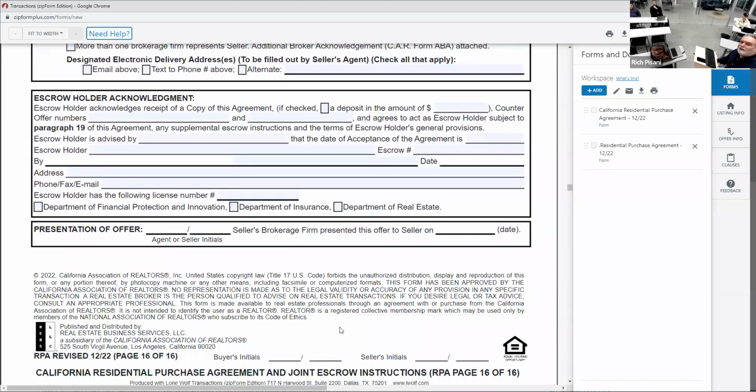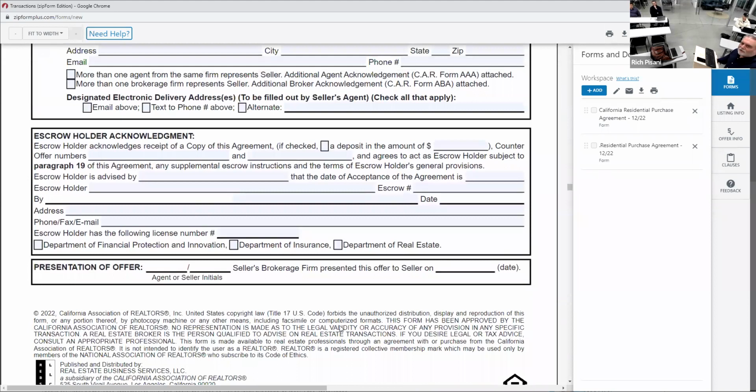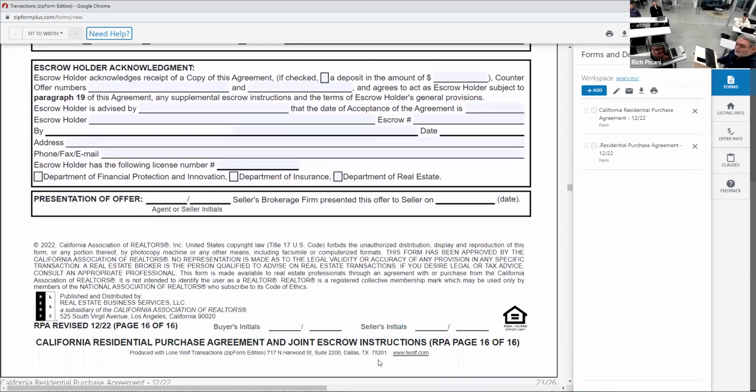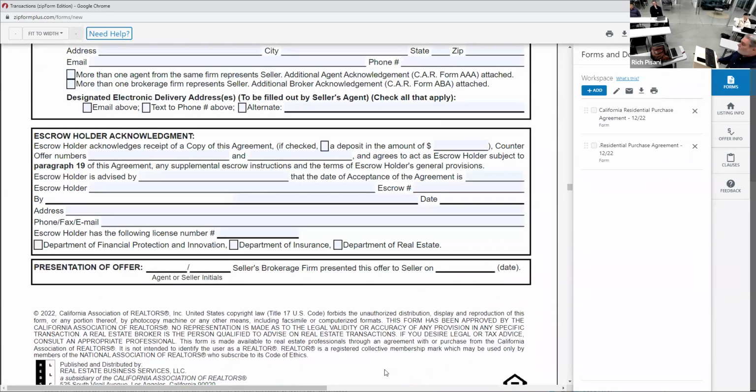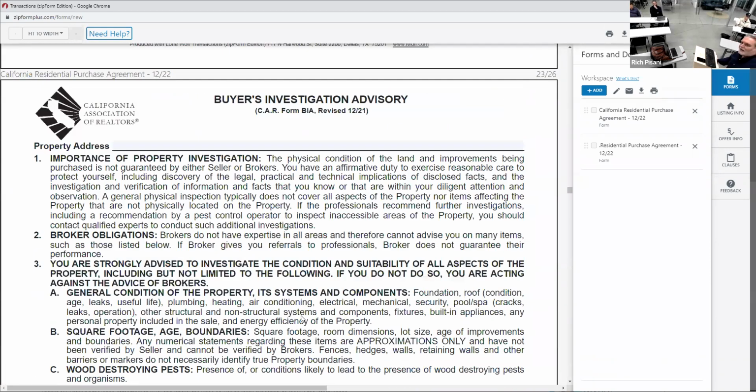Anyways, okay, so escrow holder acknowledgement, the escrow holder fills that out. Presentation of offer, you can do that if you want, you don't have to, like I said. And then that is the RPA. Then it goes into buyer investigation.